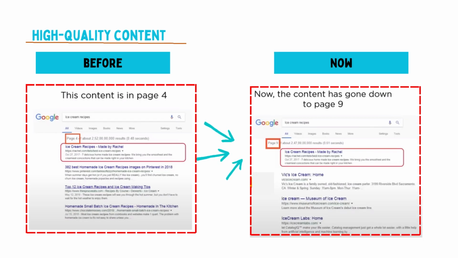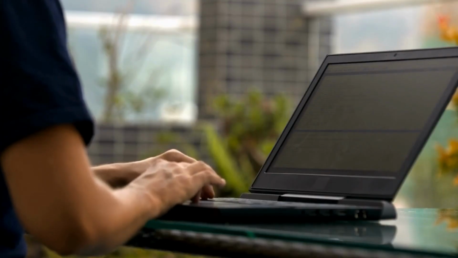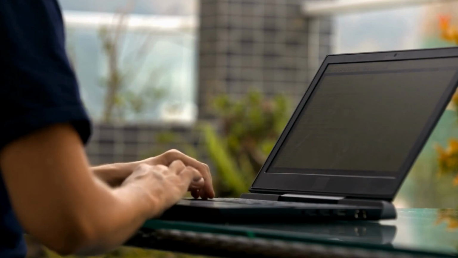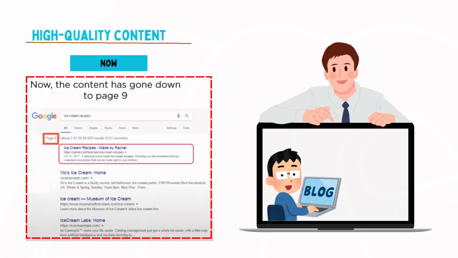If the content is currently buried on page 9 of search results, there are steps we can take to improve its performance. We should actively work on optimizing the content, making it more engaging and informative. This may involve revising the content, enhancing its value, and ensuring that it resonates with the target audience. By consistently creating engaging and informative content, we increase the chances of ranking number 1 on Google.